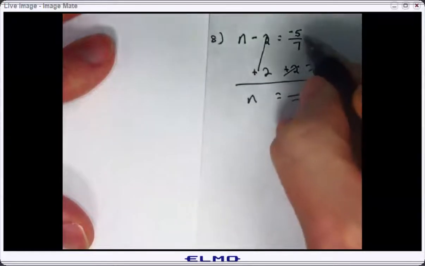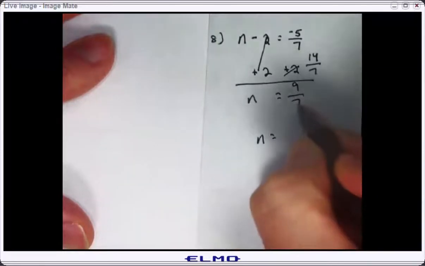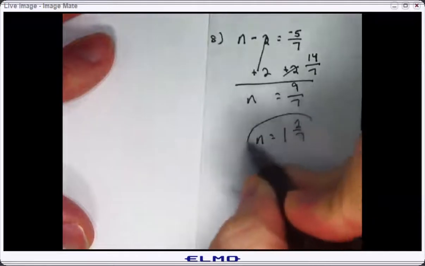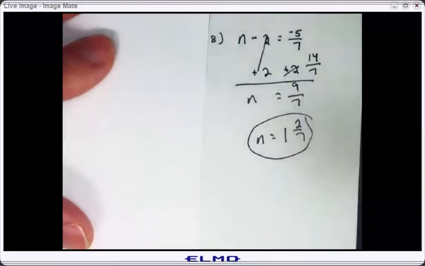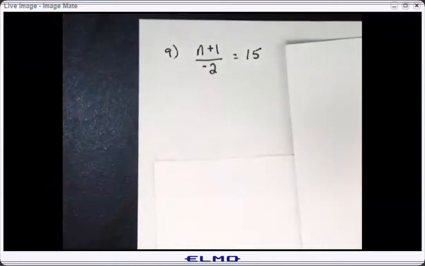Combine the numerator, 14 minus 5 is 9. Again, we have an improper fraction. 7 goes into 9 one time with a remainder of 2 out of 7. So my answer is 1 and 2 over 7. I have several more to practice. Again, these are great to pause and try on your own each time, even though they're getting slightly different.